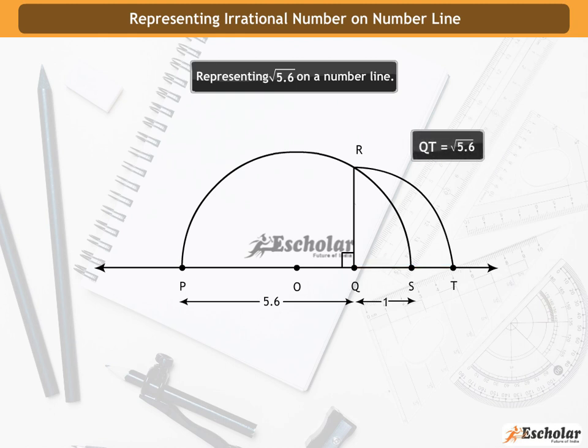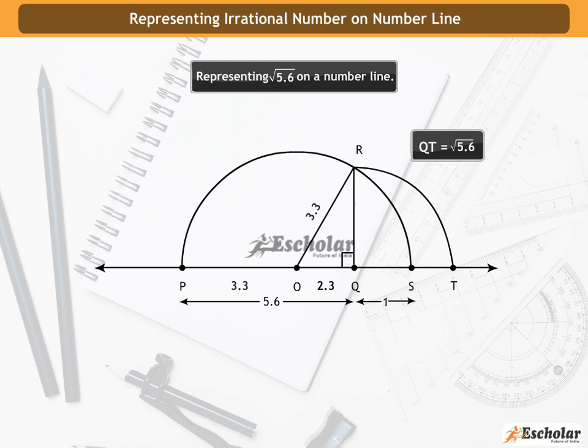Let us justify this construction. PS is equal to PQ plus QS, which is 5.6 plus 1, equal to 6.6. PO is equal to half of PS, that is 6.6 by 2, equal to 3.3 units. We know that PO is equal to OR because it is the radius of the semicircle. Thus OR is equal to 3.3 units. What about OQ? OQ is equal to OS minus QS, which is 3.3 minus 1, equal to 2.3 units.